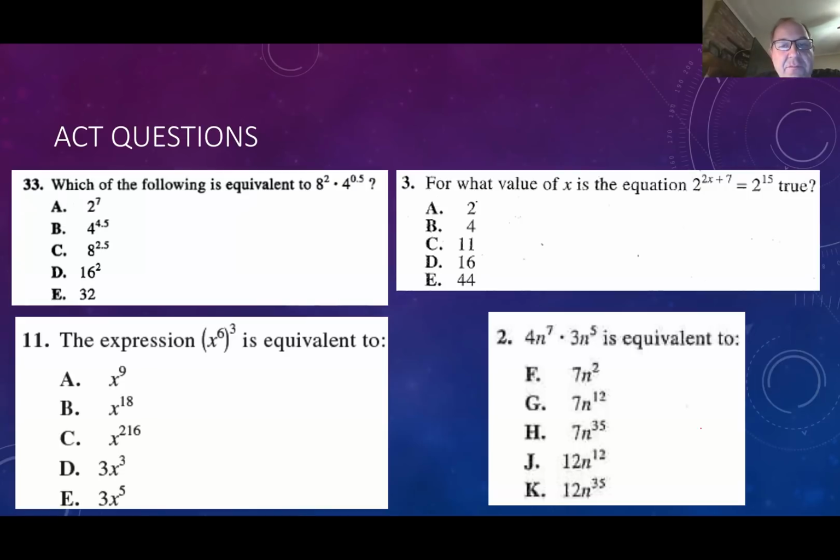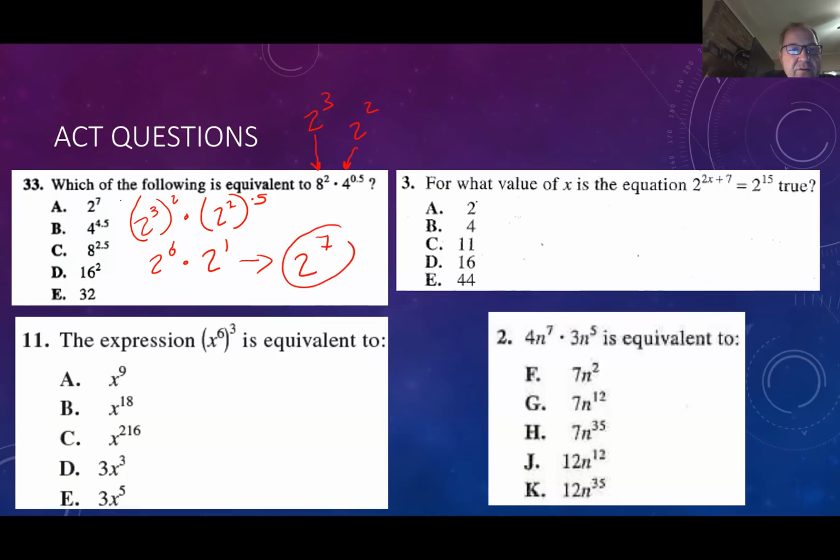Well, to multiply these, the bases must be the same. So we know that 2 to the 3rd is the same thing as 8, and 2 to the 2nd is the same thing as 4. So I'm going to rewrite this to be 2 to the 3rd squared times 2 squared to the 0.5. Okay, now power to power means we multiply. So we have 2 to the 6 times 2. Now 2 times 0.5 is 1. And when we multiply those out, we add the powers up and we have our answer.